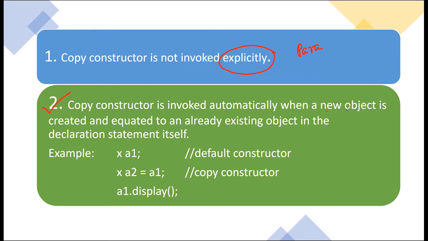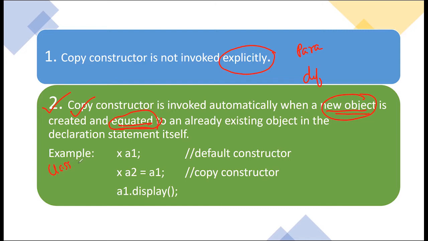A copy constructor is invoked automatically when a new object is created and equated. This is important. Not just when a new object is created, because when only a new object is created, which one gets invoked? The default constructor. But in our copy constructor case, we have to create a new object and we have to equate it to an already existing object in the declaration statement itself. Only then a copy constructor gets called.